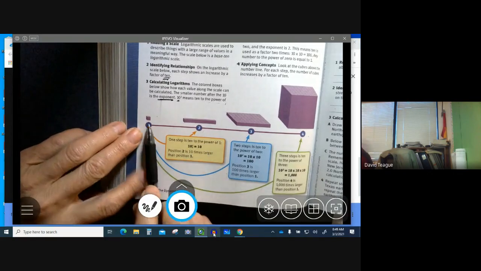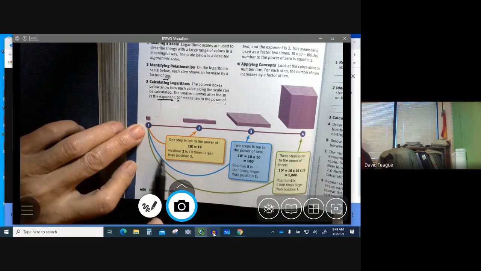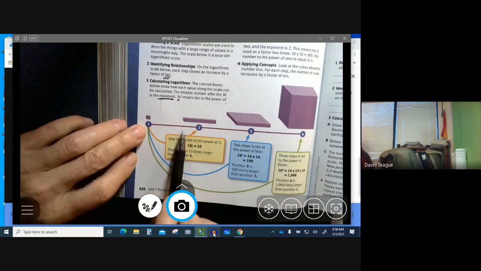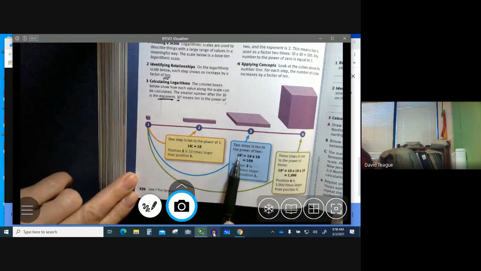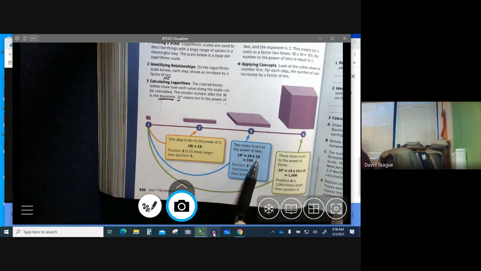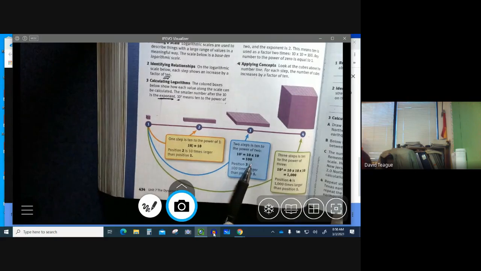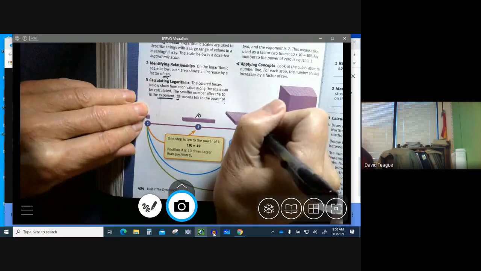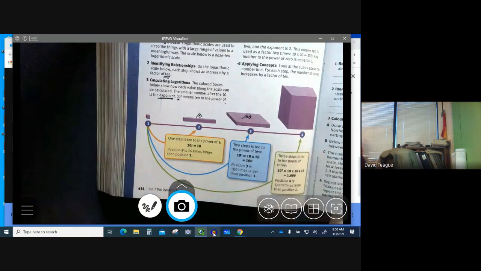Okay, so here, if you follow the blue line over here, this is 2 steps from 10. So this is 10 to the second power. So this is 10 times 10. So this is 100, right? So this has a value of 10. This has a value of 100. Position 3 is 100 times larger than position 1.